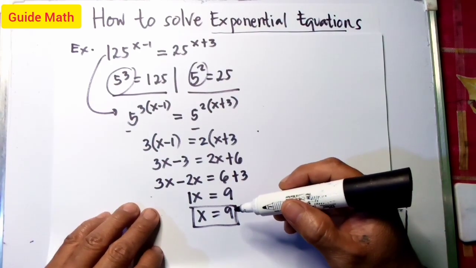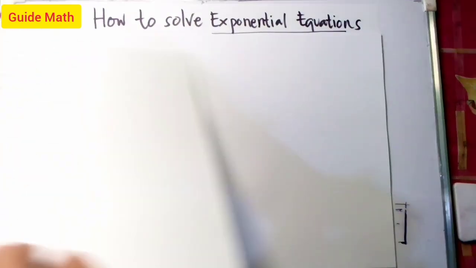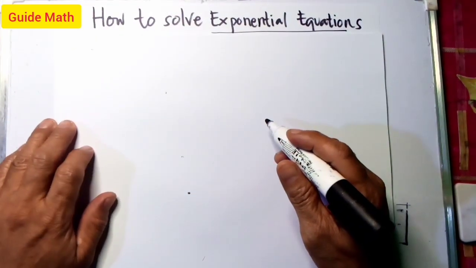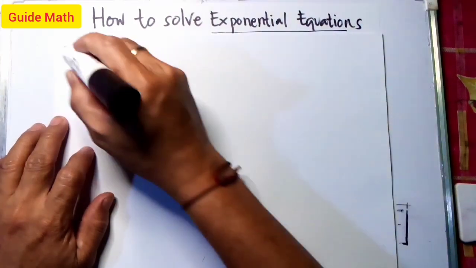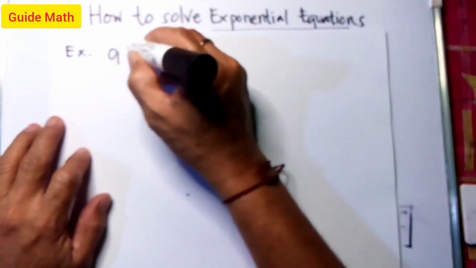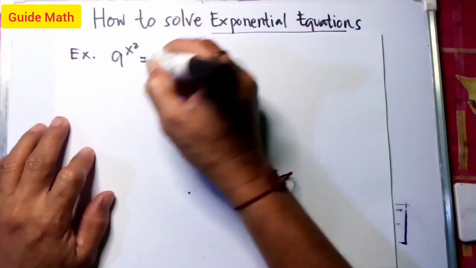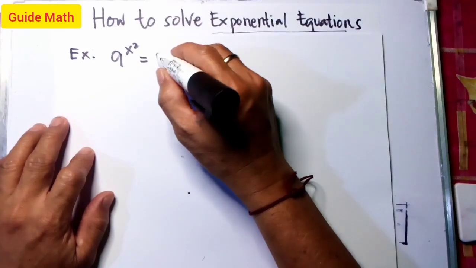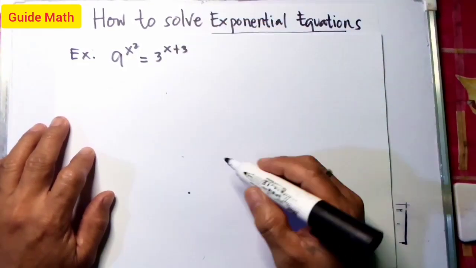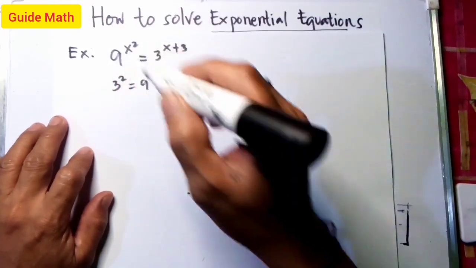Okay? So, how about another example. Suppose we have another one, para mas lalo natin maintindihan. Sample tayo, sabihin natin 9 raised to x squared, okay? Then is equal to 3 raised to x plus 3. So, alam natin ito, that 3 squared is equal to 9. So, we can use that, no?